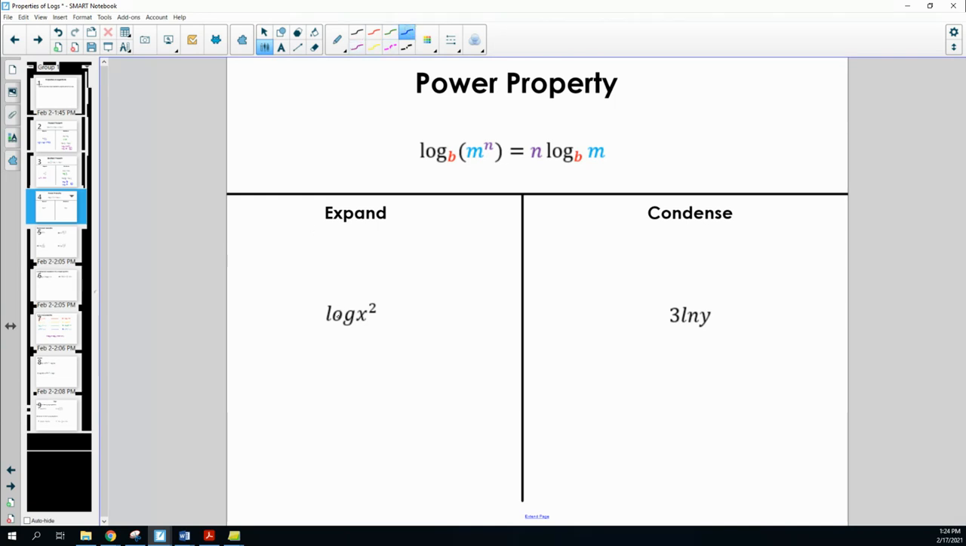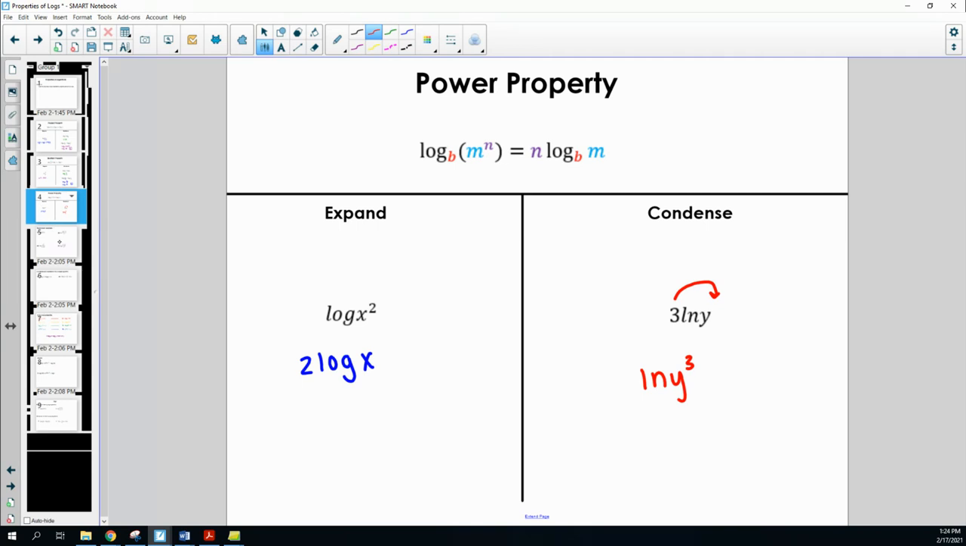So for expanding, I have log of x squared. I have an exponent of 2, so I can bring it down in front, and this will be 2 log x. For condensing, I have 3 ln y. So the 3 in front means that it was an exponent, so I'm going to bring it up as an exponent to the y. So I'm going to have ln of y to the third.